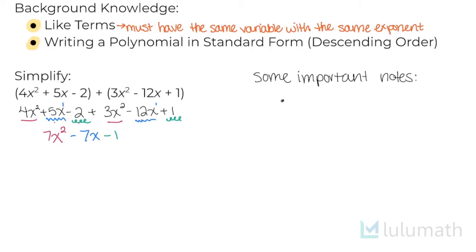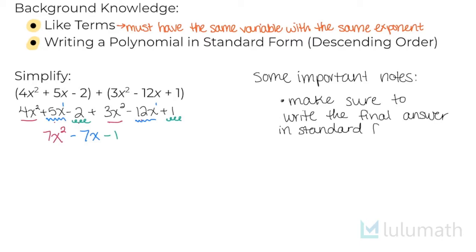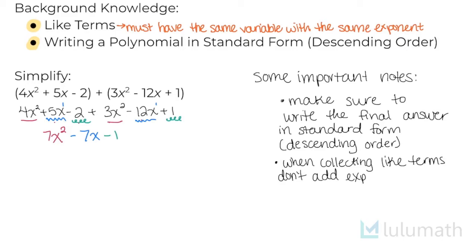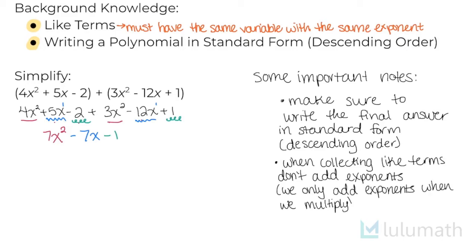First thing is, we need to make sure to write the final answer in standard form or descending order. The other important note is, when collecting like terms, we do not want to add the exponents. We only add exponents when we're multiplying. We're just collecting like terms.